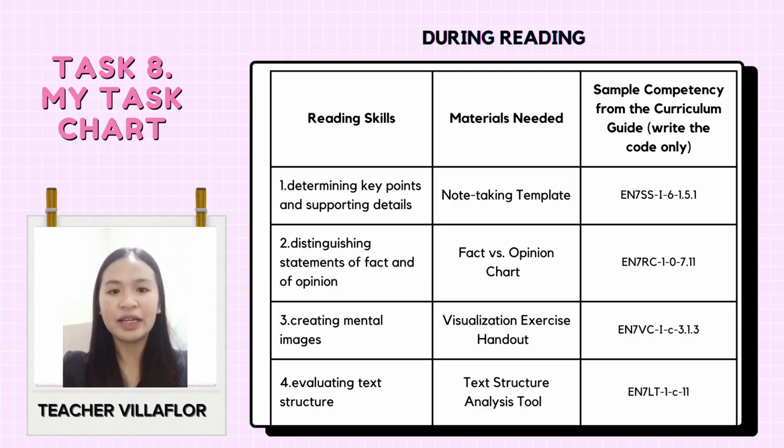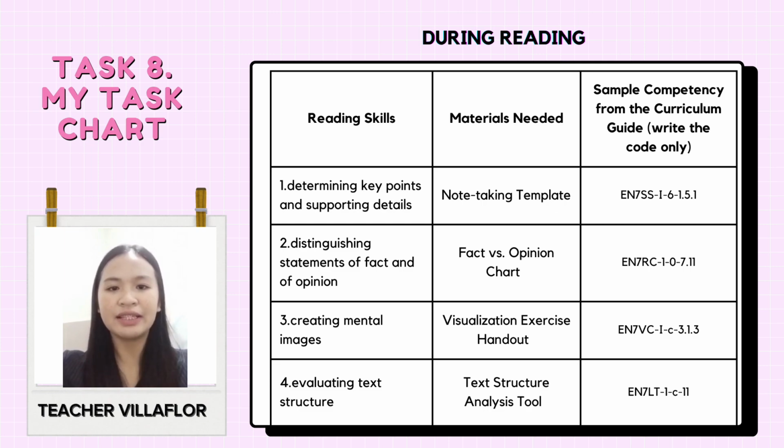Number 2, reading skill: distinguishing statements of fact and opinion. The materials needed: fact versus opinion chart. The sample competency from the curriculum guide is EN7RC-I-O-7.11. This skill is important for critical thinking. A fact versus opinion chart allows students to categorize information, helping them analyze the text more deeply and understand different perspectives. The curriculum code supports the development of evaluative skills necessary for discerning bias in text.